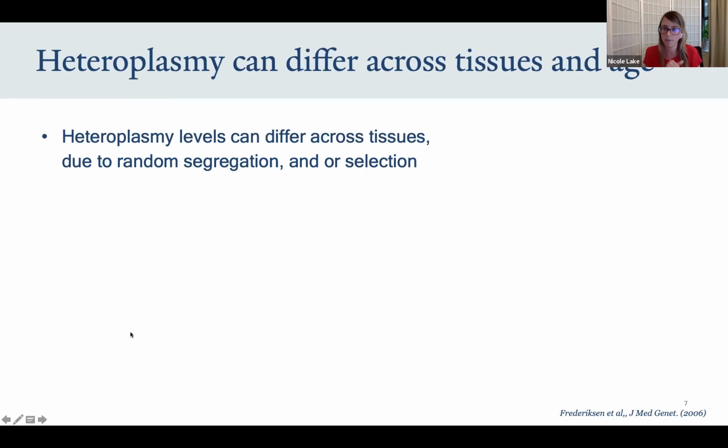So I've introduced the concept of heteroplasmy, whereby a variant can exist only in a fraction of all mitochondrial molecules. But another aspect of heteroplasmy is that the mutant load or the heteroplasmy level of a variant can actually differ across different tissues in an individual. And this can occur due to random segregation during the developmental process, but also because of selection.